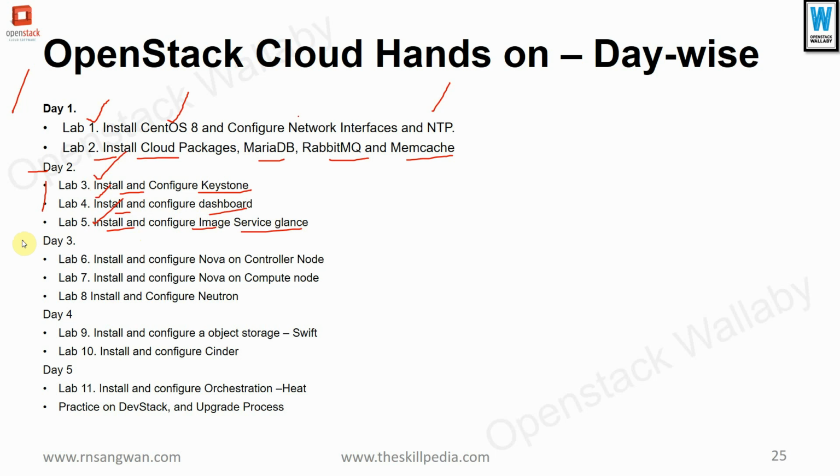On day 3, if you are attending the 5-day full program, lab 6 is install and configure Nova on the controller node, and then install and configure Nova on the compute node, and then install and configure Neutron. Lab 9 will be install and configure object storage Swift. Lab 10 will be install and configure Cinder. Lab 11 will be install and configure orchestration Heat. In your case, lab number 12 will be install and configure Ceph storage.